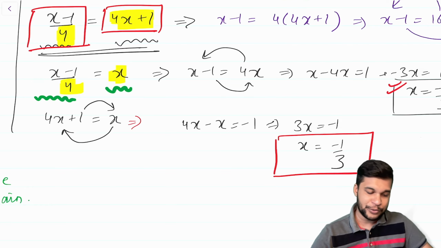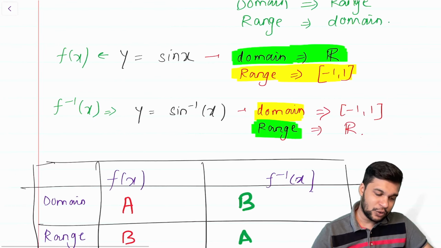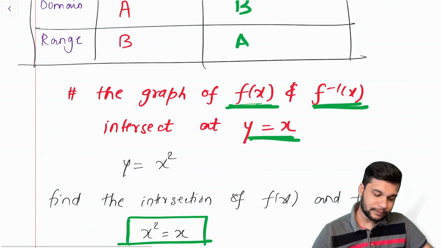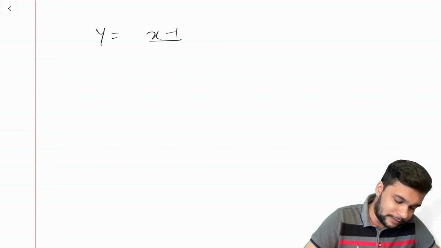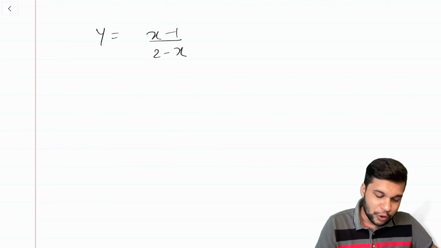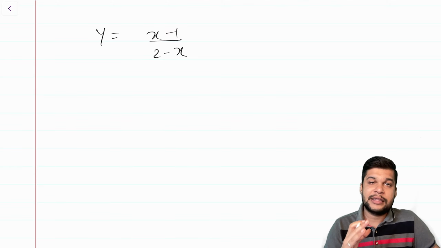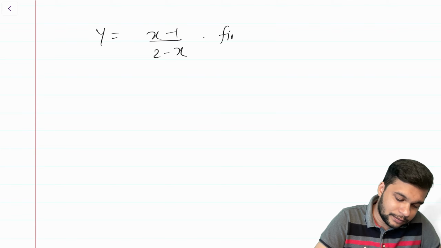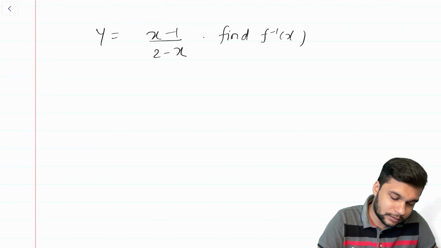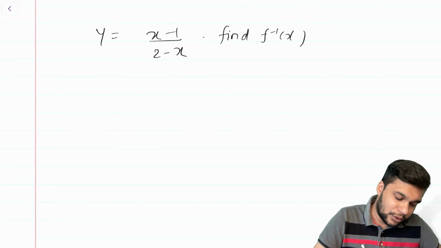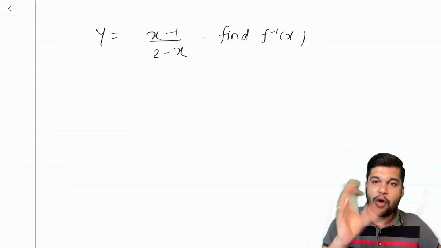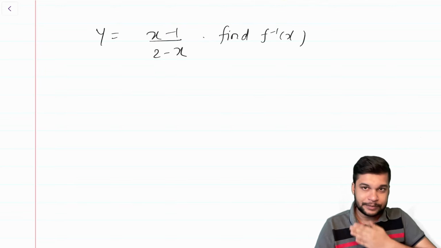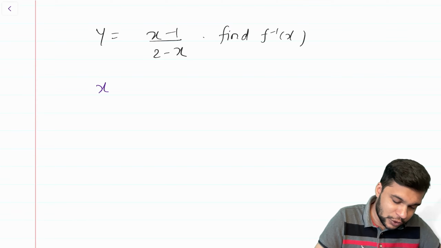I hope you understood. Now we'll do two more questions and then we'll call it off. Let's say y equal to (x minus 1) divided by (2 minus x). Your question is to find the value of f inverse of x. Okay, so step number 1 is you swap x and y. So x equal to (y minus 1) upon (2 minus y).